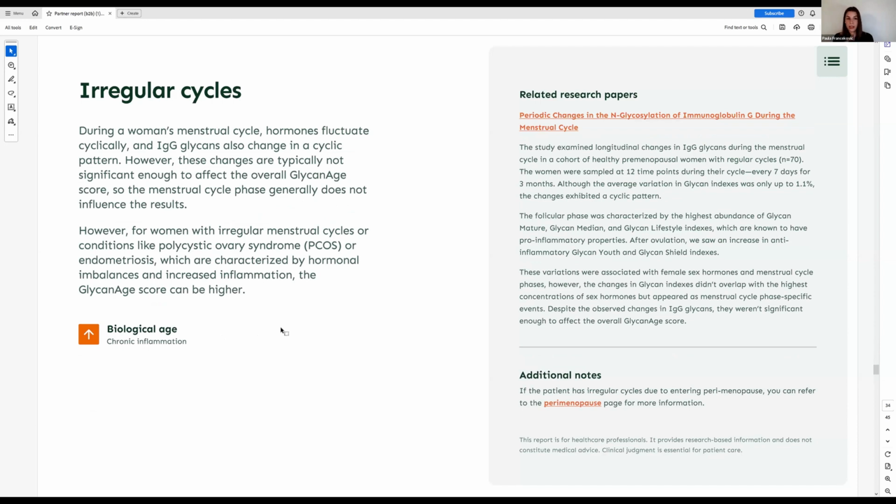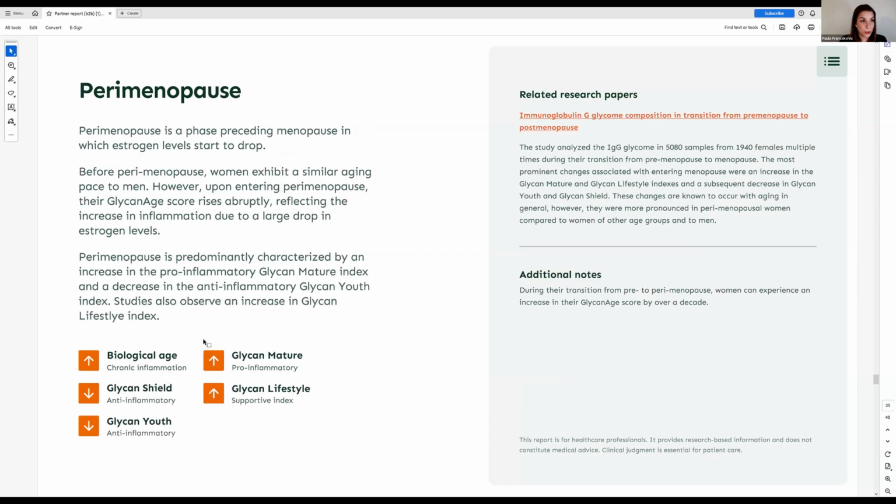So in practice, I oftentimes see all of the indexes are kind of around the 50th percentile. However, biological age is 10 years higher than the chronological age. And these are typically seen in women with PCOS and underlying insulin resistance. So this can also be addressed with targeted therapies and protocols.